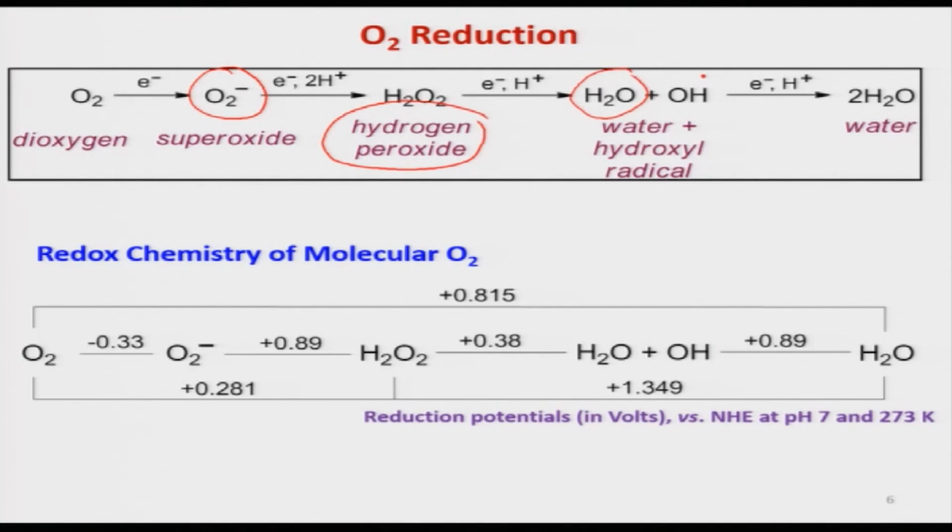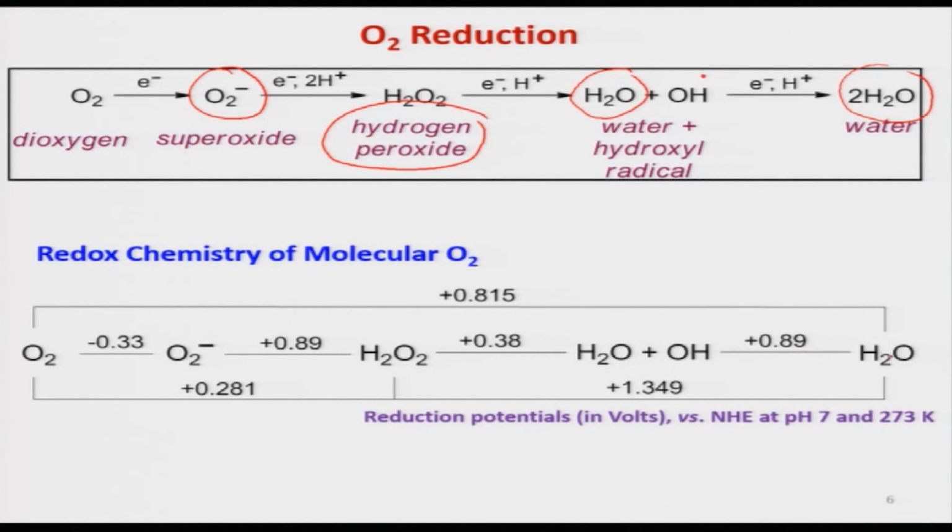If you reduce one electron and have one proton together, it also forms water molecule. So, this is the dioxygen reduction, and we will now look very carefully at their redox chemistry. This dioxygen, as you can see, O2 to O2 minus, the potential is minus 0.33 volt, and then O2 minus to H2O2 plus 0.89, H2O2 to H2O plus OH radical is plus 0.38, and then OH to H2O 0.89.